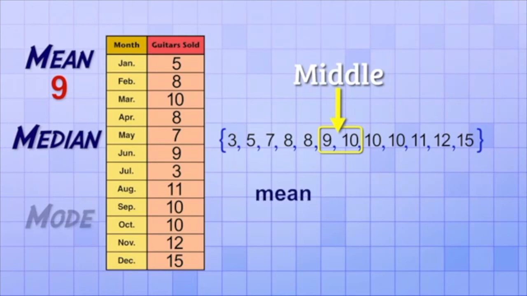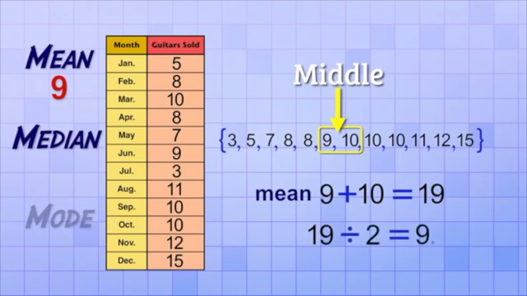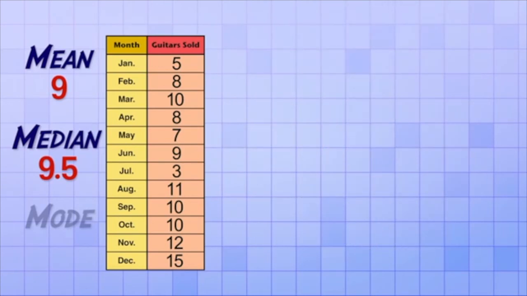So we need to take the mean of 9 and 10. That's easy. 9 plus 10 equals 19, and then 19 divided by 2 is 9.5. So the median number of guitars sold is 9.5. That means that in half of the months he sold more than 9.5, and in half of the months he sold less than 9.5. Last of all, let's identify the mode of this data set, if there is one.